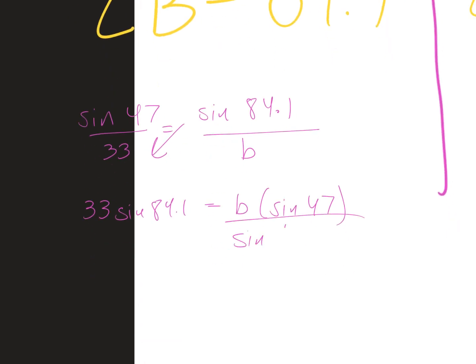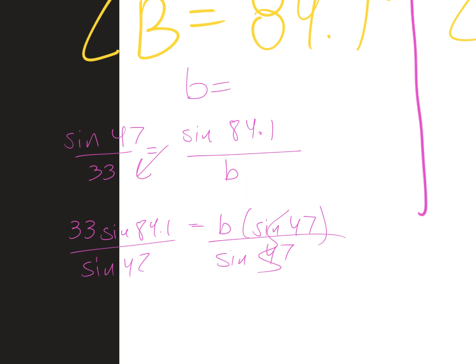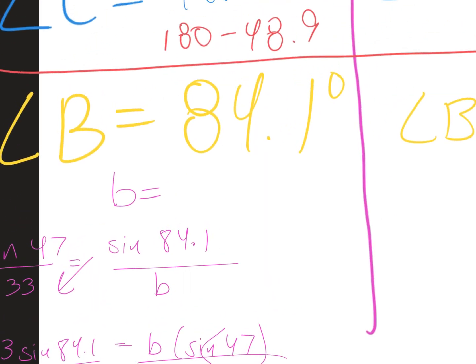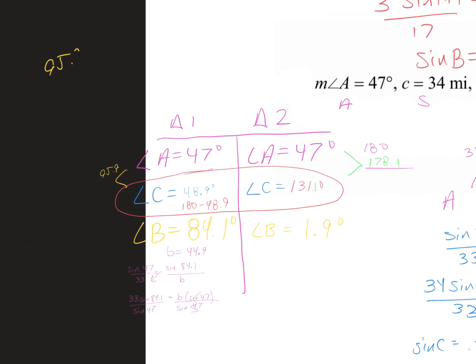Divide both sides by sine of 47. And little b equals what? What's 33 sine of 84.1 divided by sine 47? Yeah, that's a 7. I can't read my own writing. What'd you get? 44.9. That's what I got. Good. 44.9. And then what's the unit? Miles.